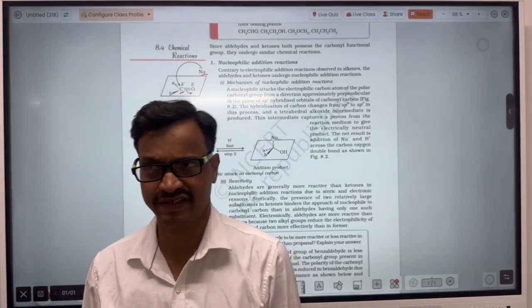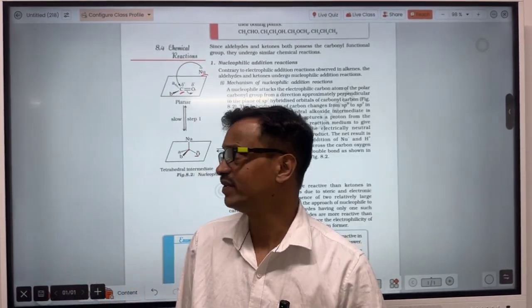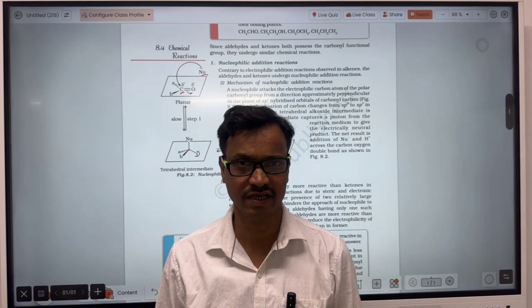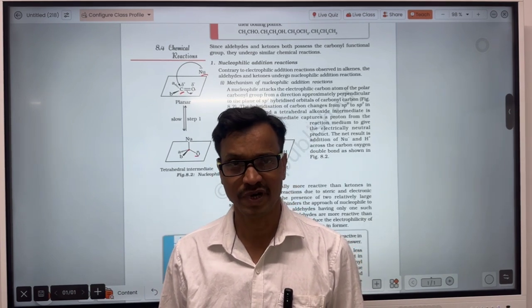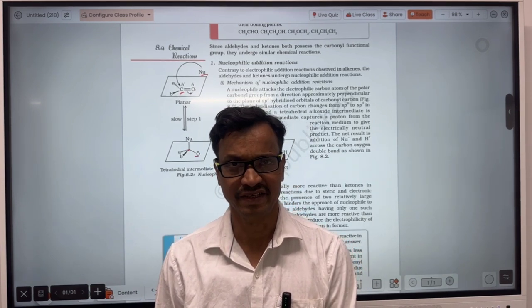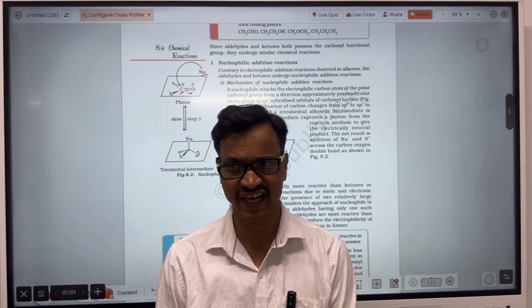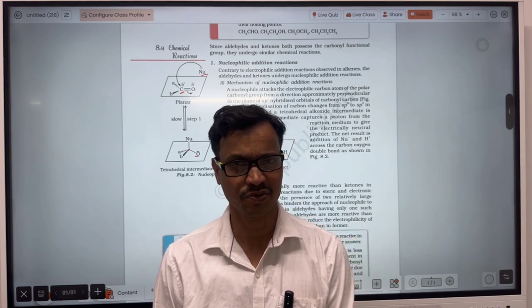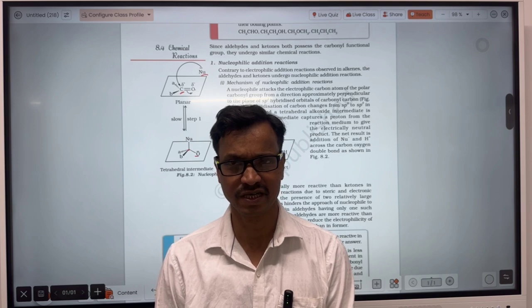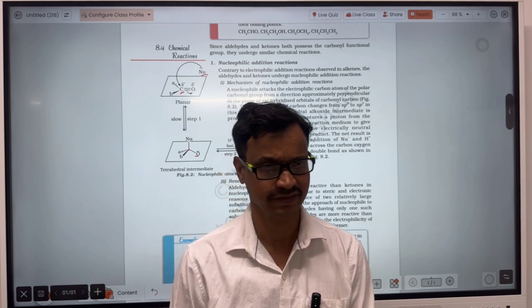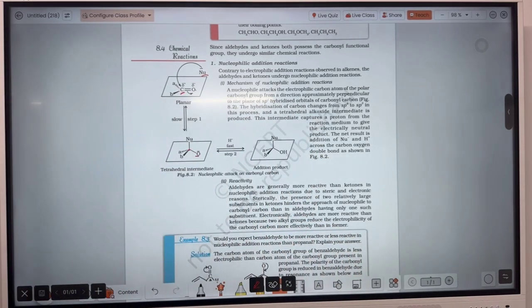So keep one point in mind: the nucleophile will approach the acyclic carbon atom perpendicular to the plane at which the acyclic carbon, the oxygen, as well as the atoms or groups bonded to the acyclic carbon atom lie. Okay, so that's the point.